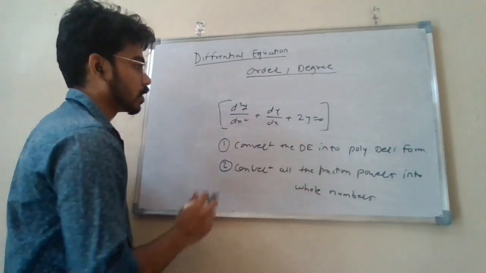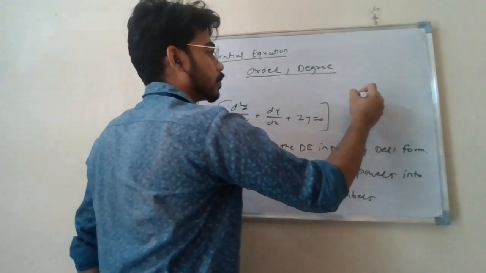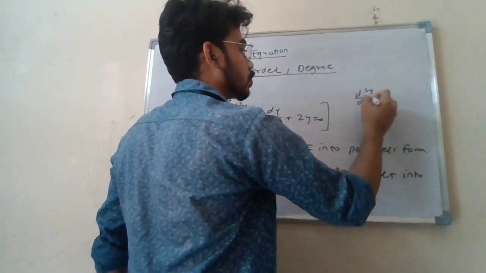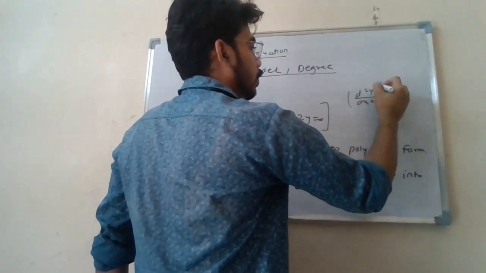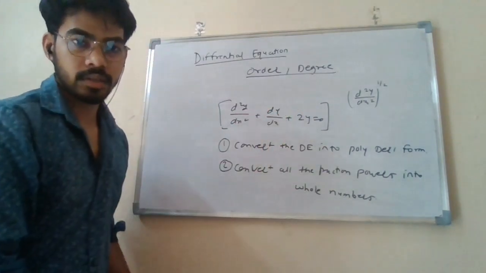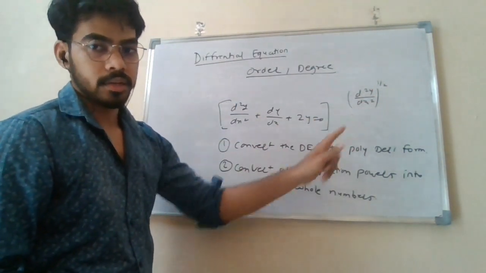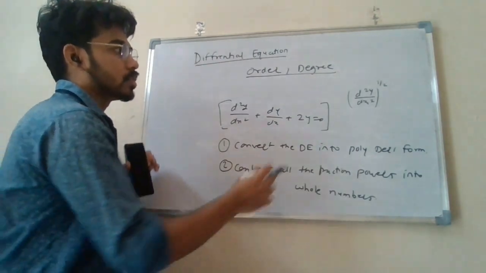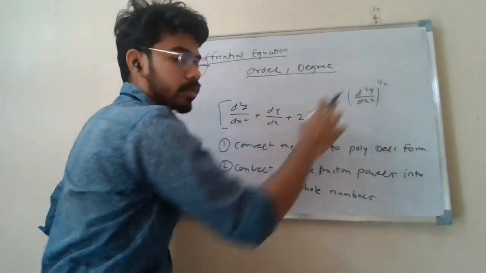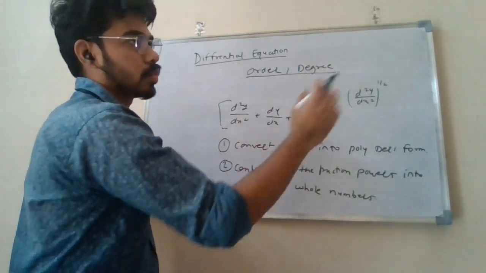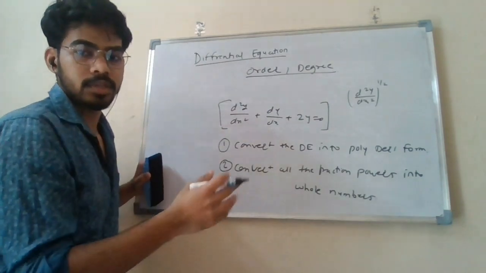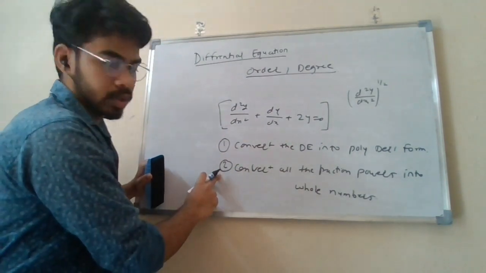Means suppose in the differential equation something like d2y by dx square to the power 1 by 2 is there. So this fractional power is not valid, means this is not required. We have to remove this fraction by squaring on both sides, or we have to do some operations like that. So this is the meaning of the second point.